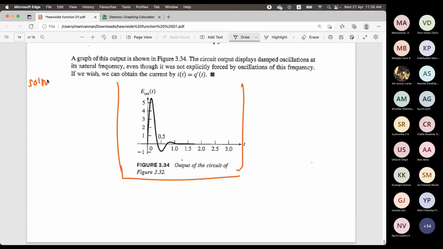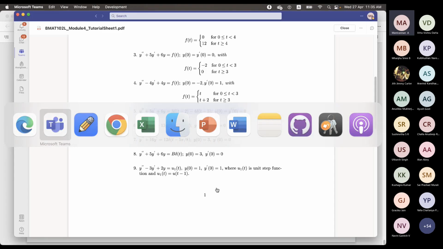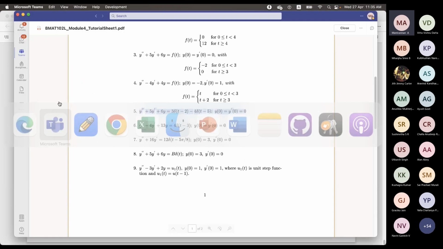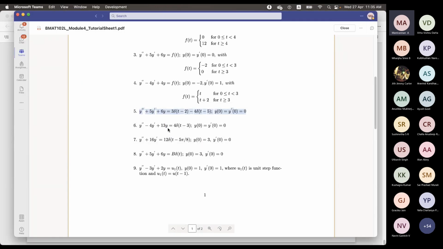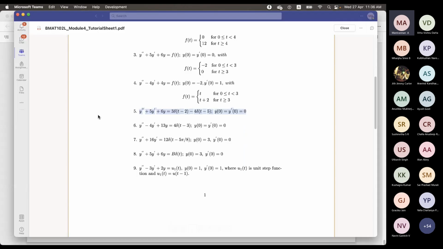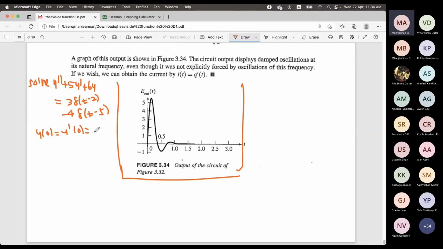So solve y double dash plus 5y dash plus 6y, which equals 3 times delta of t minus 2, minus 4 times delta of t minus 5. Y at 0 and y derivative at 0 are 0. This is given. Okay, sir, how to solve this problem?